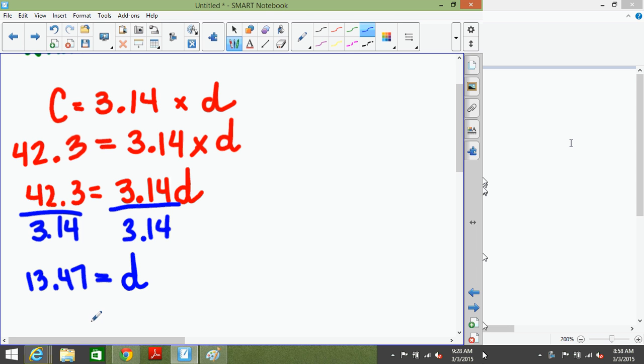So they can give you any type of problem. They can give the circumference, ask you for the diameter. They could even ask you for the radius from this problem. You have to divide that by 2. Go a step further. Okay?